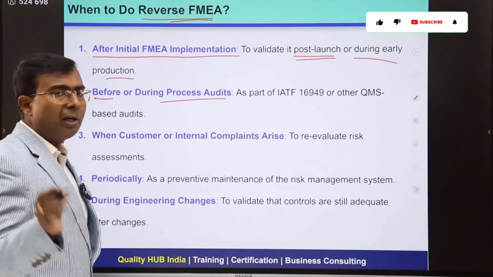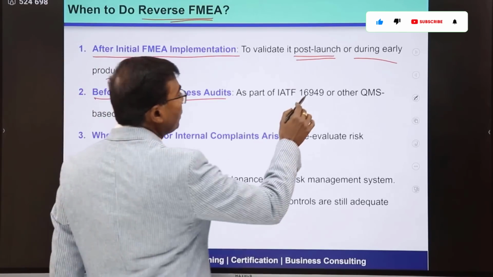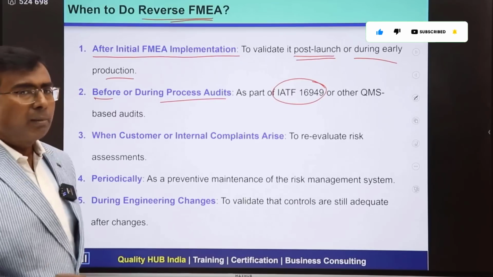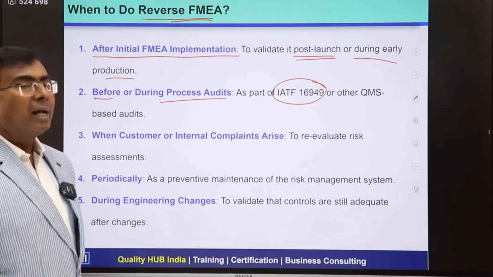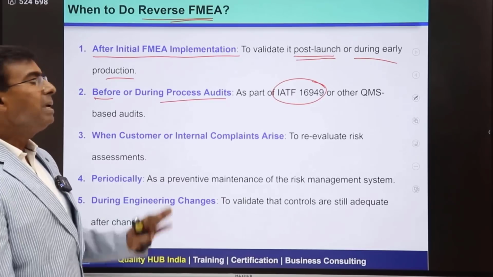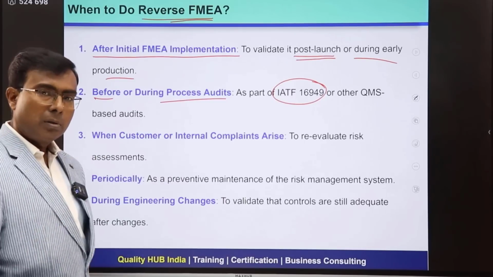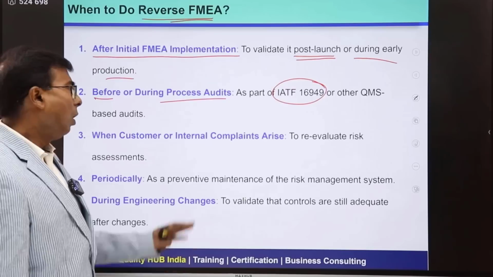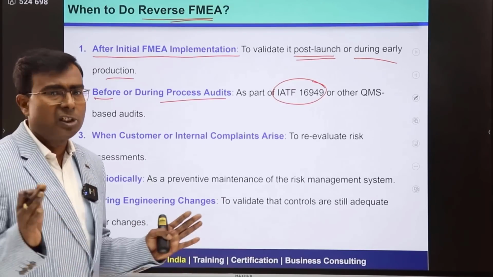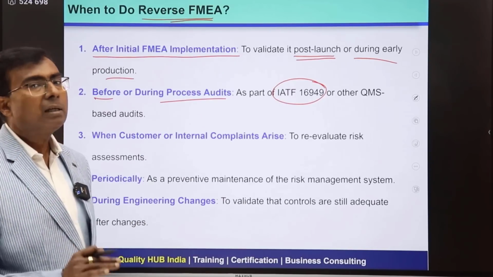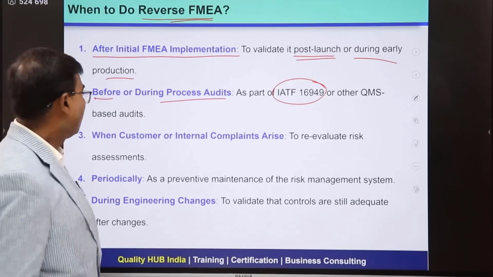Process audit is a part of IATF, talking about the automotive quality management system. Manufacturing process audit is a mandatory requirement, right? So the organization must be conducting manufacturing process audits on a routine basis. It can be embedded as part of the process audit, or you can put it in as a separate system. So before or after the process audit you can conduct reverse FMEA, that is also fine.